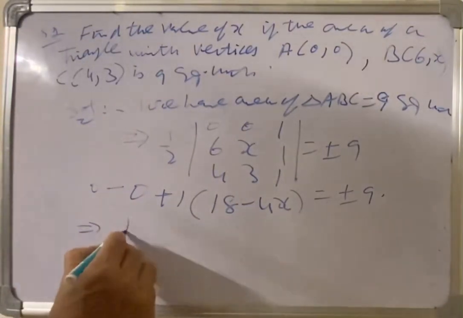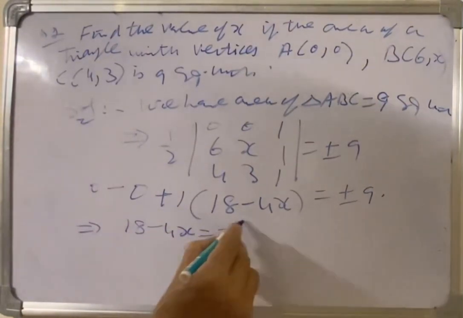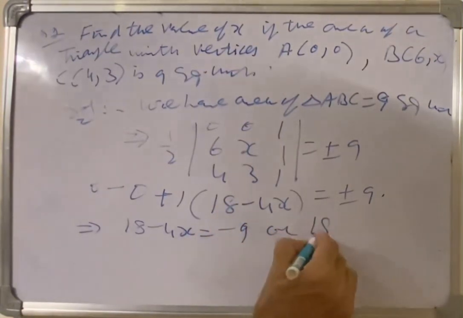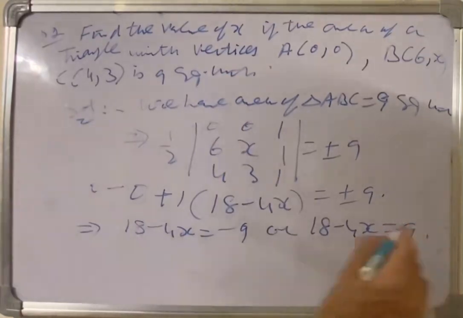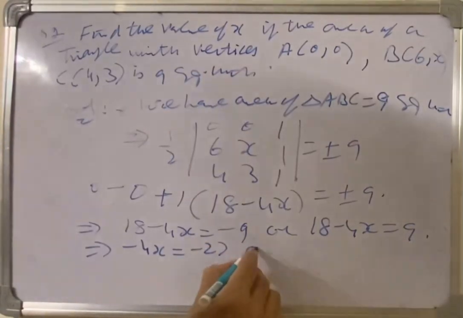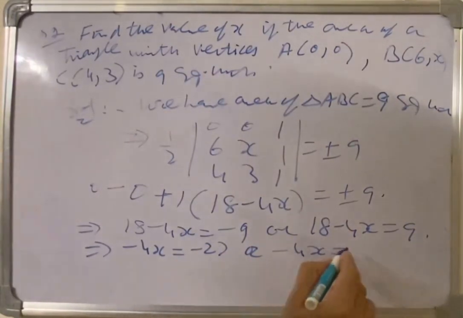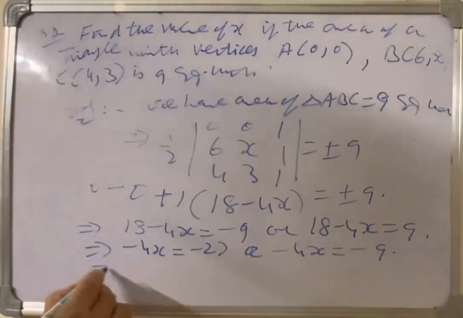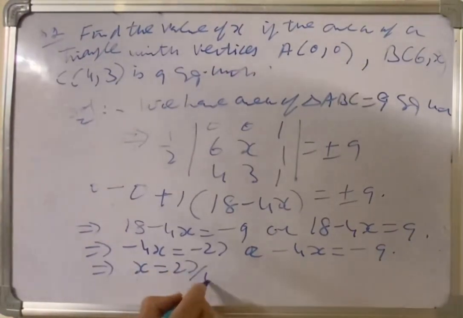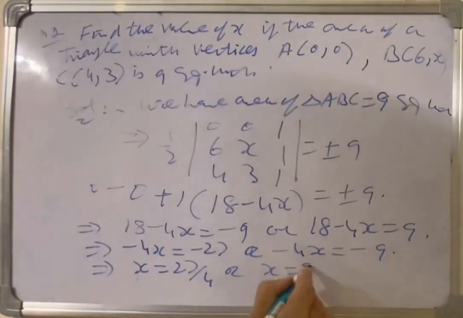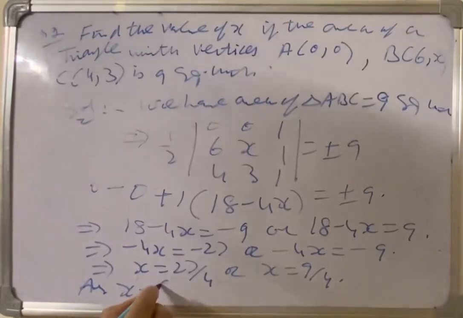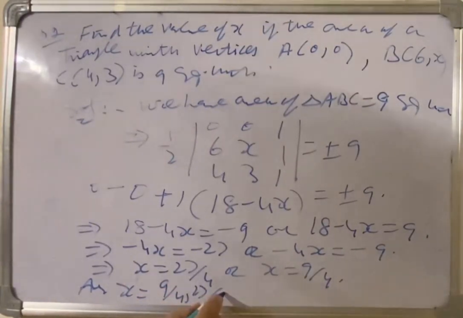This will give you 18 minus 4x is equal to minus 9, or 18 minus 4x is equal to 9. This means minus 4x is equal to minus 27, or minus 4x is equal to minus 9. That means x is equal to 27 by 4, or x is equal to 9 by 4. So the answer is x is equal to 9 by 4, 27 by 4.